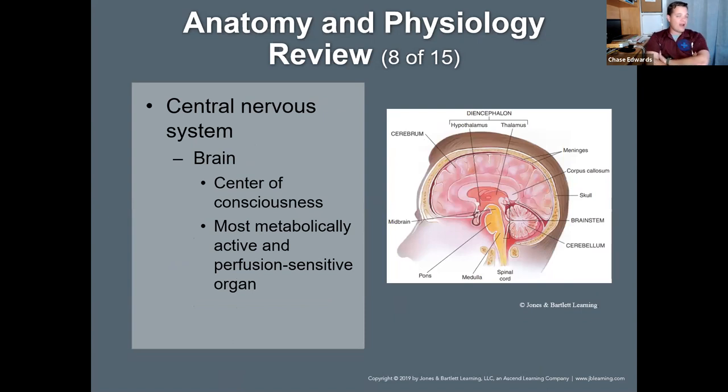All right, central nervous system, the brain. It contains billions of neurons or nerve cells that perform a variety of vital functions. It controls the body. It's the center of consciousness. The major regions are the cerebrum, the diencephalon, the brainstem, and the cerebellum. It's the most metabolically active and perfusion sensitive organ at that, so it doesn't tolerate the lack of oxygen very well. And it is completely dependent on cerebral blood flow.